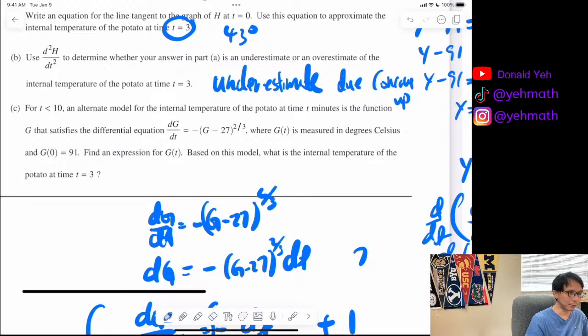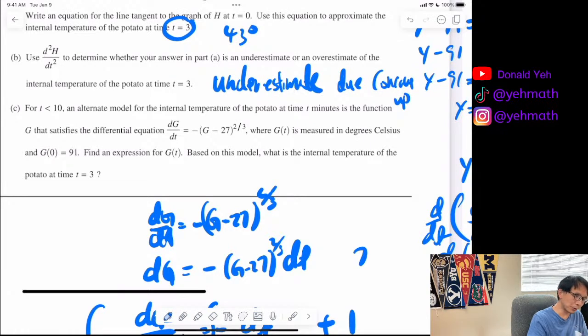So for t less than 10, there was a different model. A model of this new differential equation, for the potato at time t minutes, of function g. So this is just a different differential equation. That's the temperature drop differently in this particular situation.